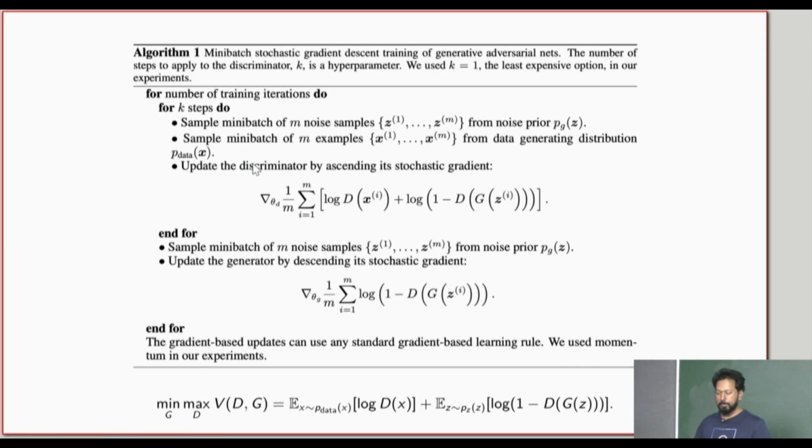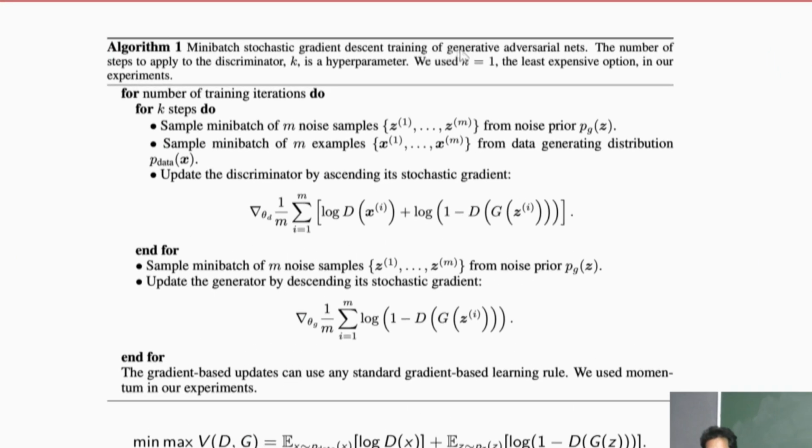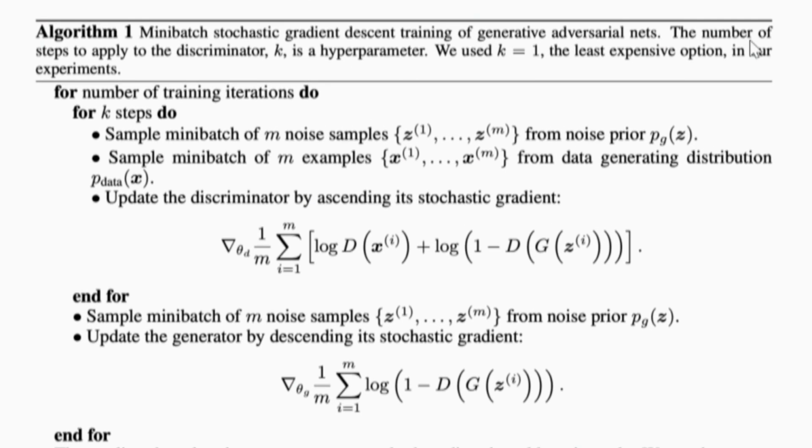So let us look into the algorithm now. This is taken exactly from the original GAN paper. It says minibatch stochastic gradient descent training of generative adversarial networks. The number of steps to apply to the discriminator, k, is a hyperparameter. We use k equals 1, the least expensive option in our experiment. Okay, that's fine.